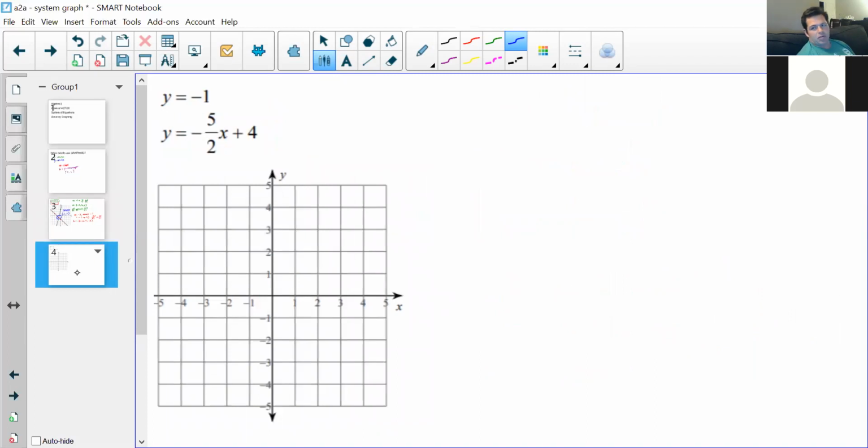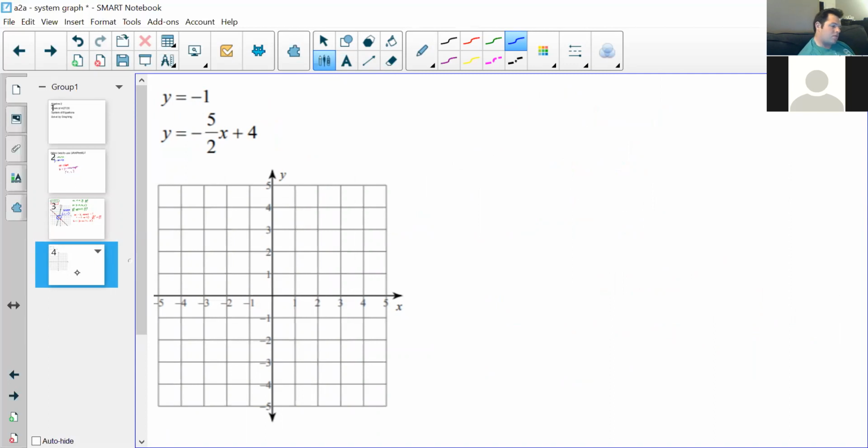Next up, I did want to throw in one of these examples here. We have y is equal to -1, which is kind of a weird looking equation. As simple as it may look, it is kind of weird to graph, or it's something that sometimes trips up Algebra 1 students, especially. And then I have y is equal to -5/2 x plus 4, which looks a little bit more like the ones we just did.